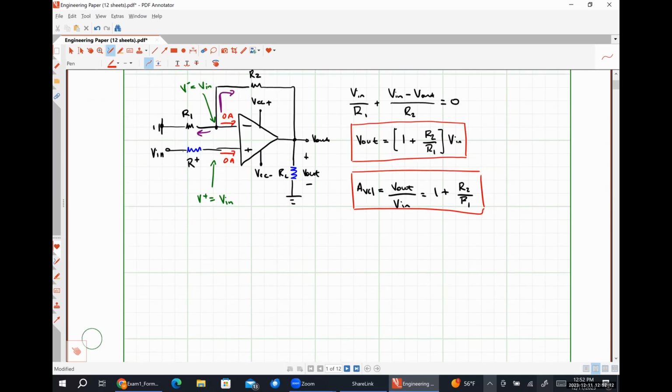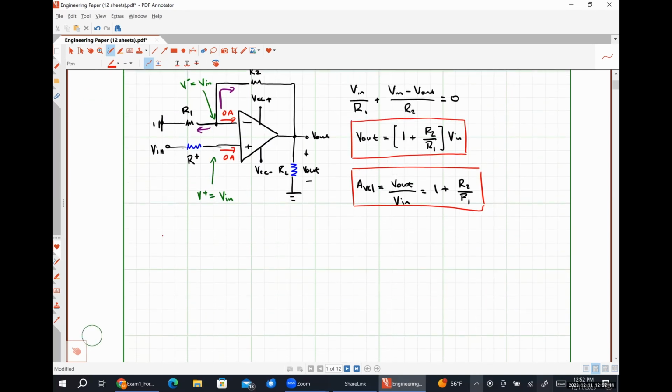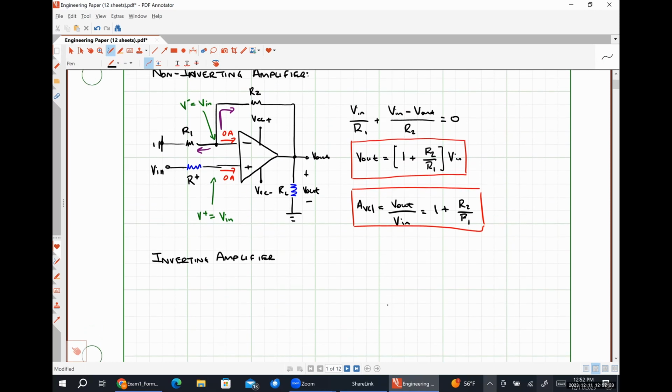Okay. So our second amplifier that we're going to look at is the inverting amplifier. And it is literally the exact same circuit, except that we are going to swap where we apply our input voltage and where we apply ground.